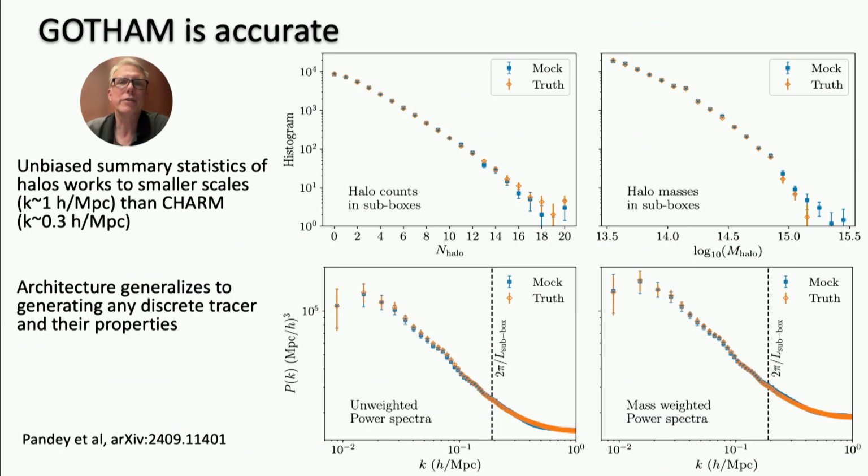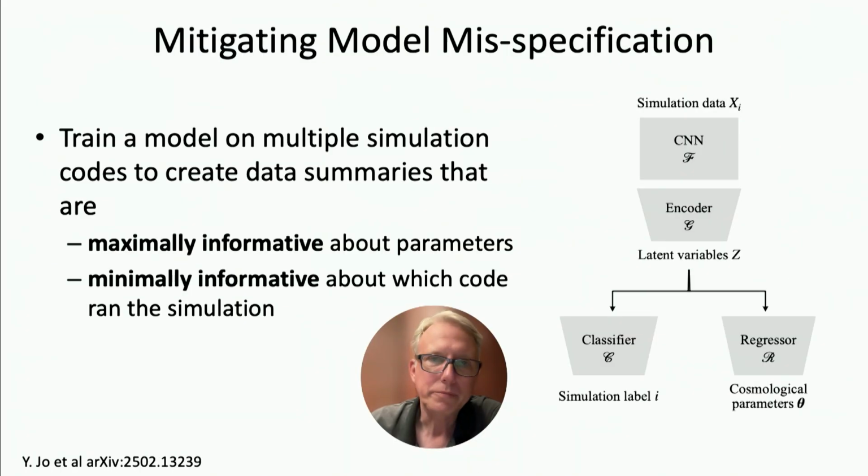I want to get to another challenge, which is model misspecification, and ideas for mitigating that. This is going to be central because however sophisticated our model, we will always be in a regime where the real universe has more physics on smaller scales that we're not completely including. And so how do we mitigate that?